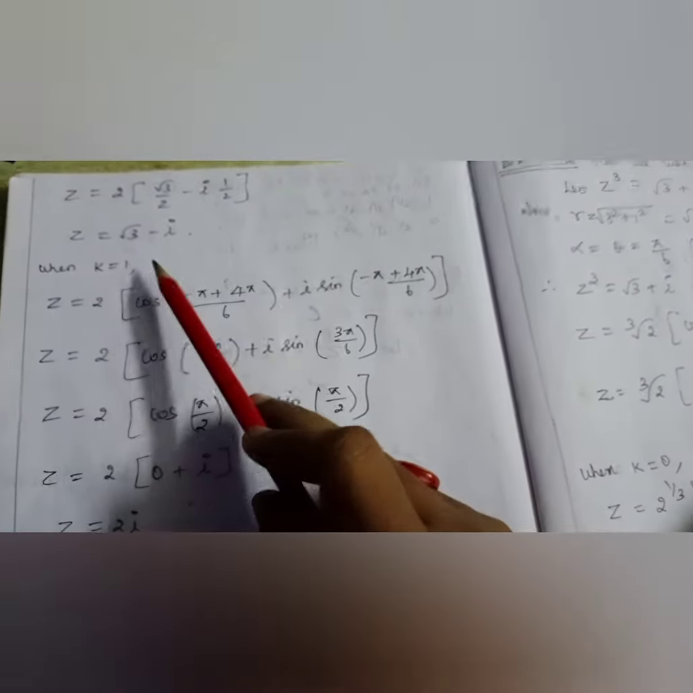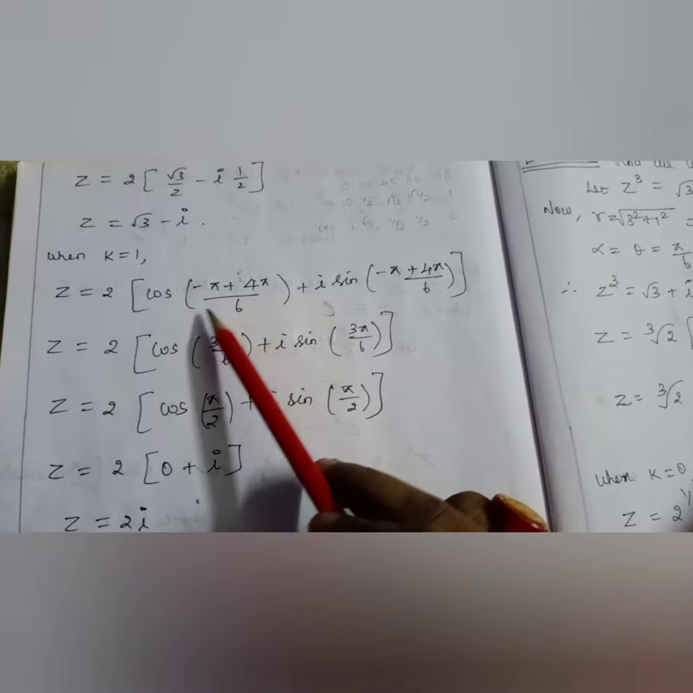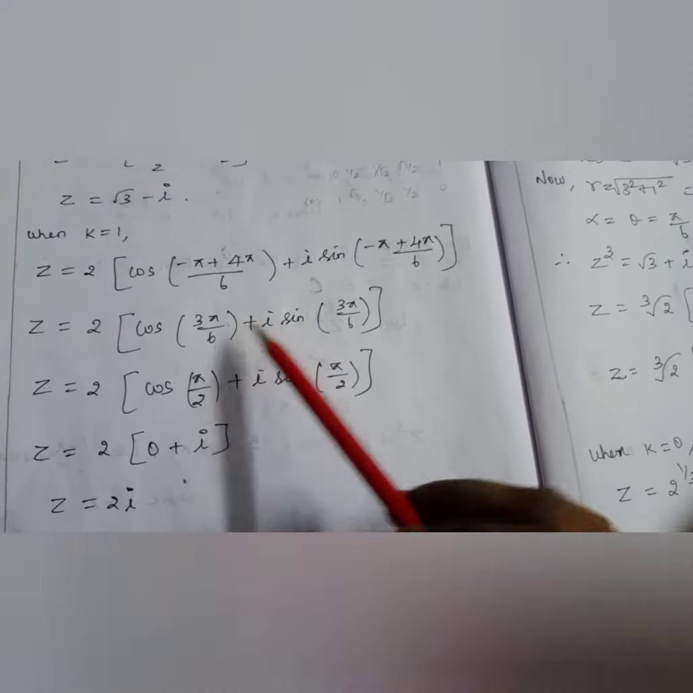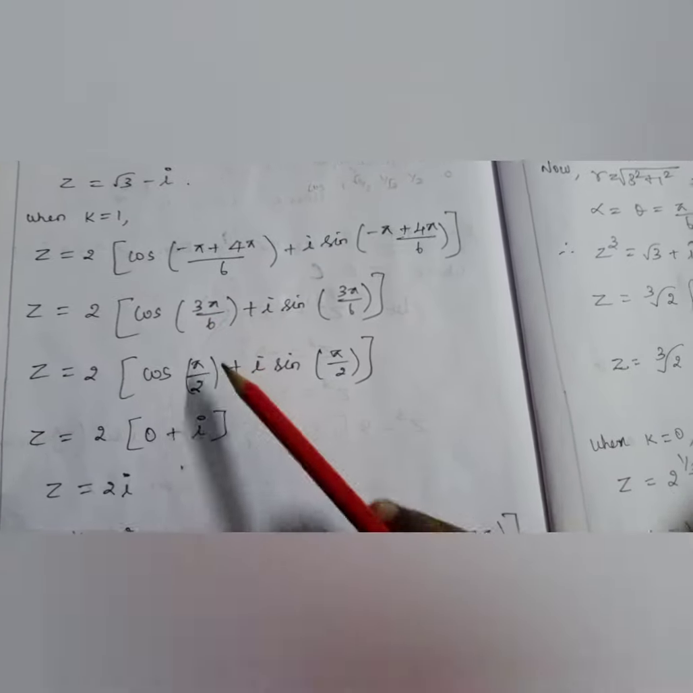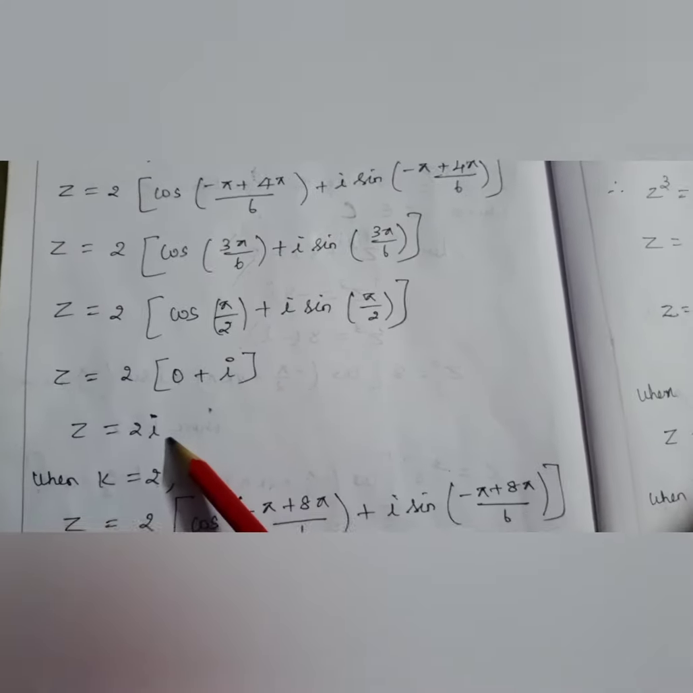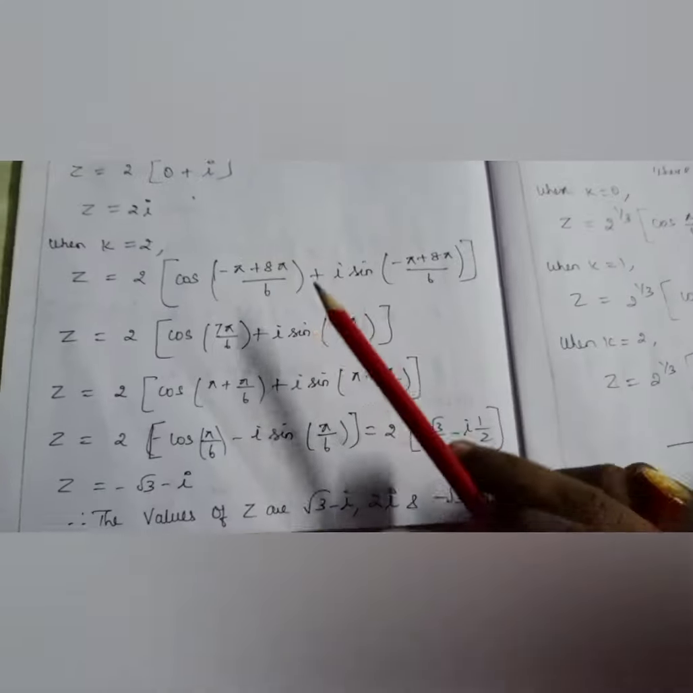Next I am going to substitute k as 1. When I am substituting k as 1, I am getting minus pi plus 4 pi by 6, that is nothing but 3 pi by 6. Now when I cancel, it is pi by 2. And cos 90 is 0, sin 90 is 1, so I am getting i, so the answer is 2i.